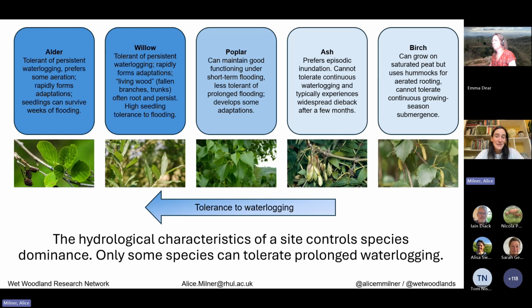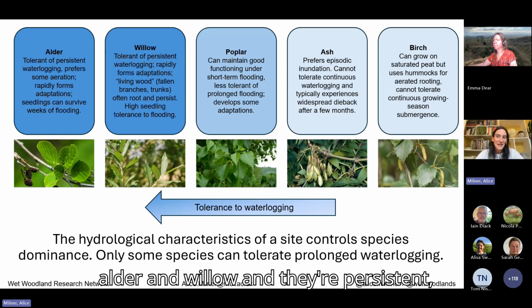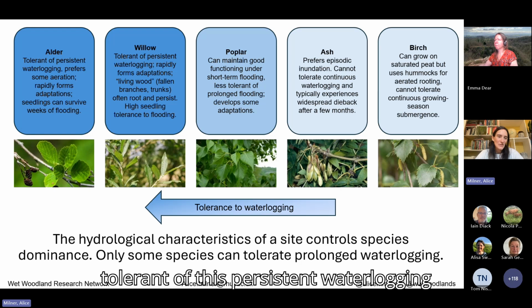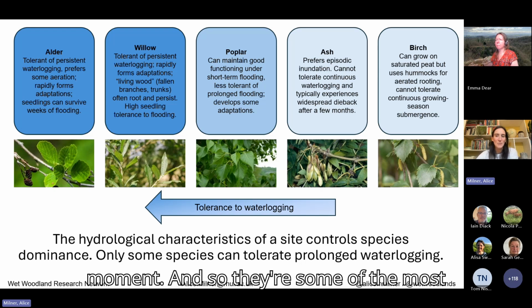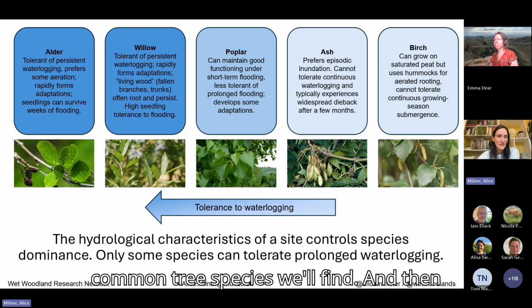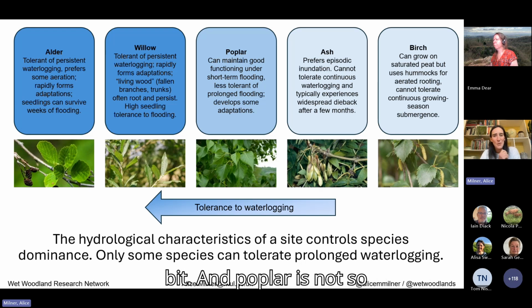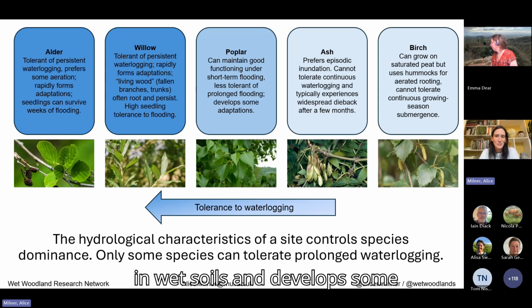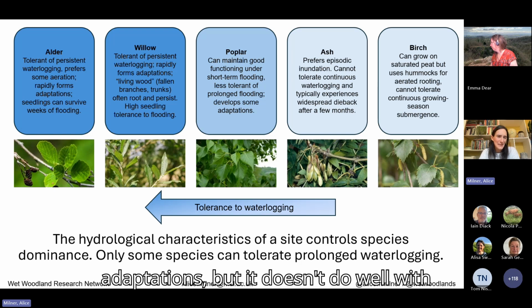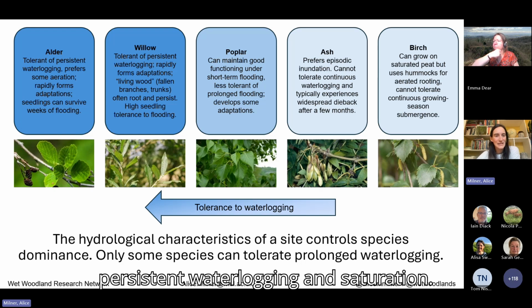So some of the most common species are the alder and willow, and they're tolerant of persistent waterlogging, and they develop some quite effective adaptations, which I'll talk about in a moment. So they're some of the most common tree species we'll find, and then you can go down the list a little bit, and poplar is not so common, but it's tolerant of short-term flooding. It grows quite well in wet soils, and develops some adaptations, but it doesn't do well with persistent waterlogging and saturation.